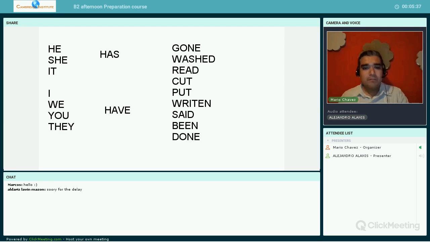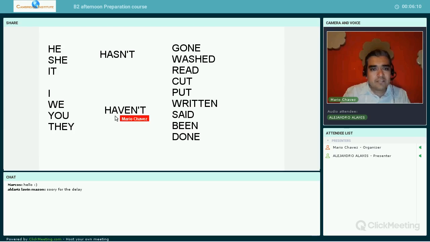So person or subject, auxiliary verb, past participle. We can use complements too, right? And what about if we want to make this in a negative form? Well, we only use the not. If we want to make it with a short form, we might say hasn't, and we might say haven't. There's a spelling mistake. Thank you, Alex. All right. So this is the negative form.